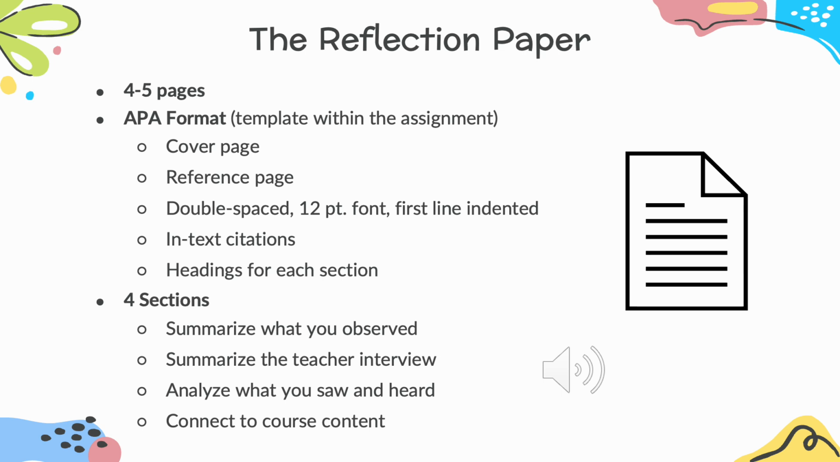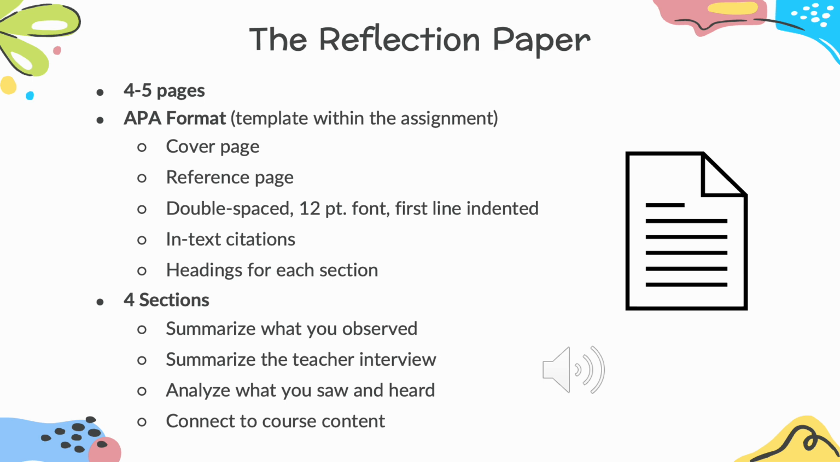Your paper should include 4 sections. First, you're going to summarize your observation. Use specific examples. Do not just tell me the teacher had good routines. Describe what the routines look like and how the children responded. Second, summarize the interview. What did the teacher say about their approach and what stood out to you?